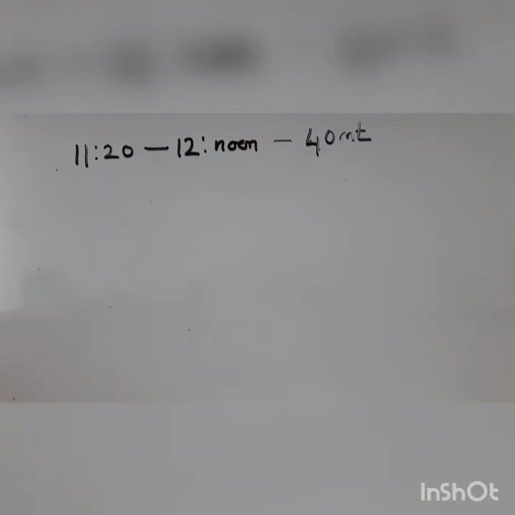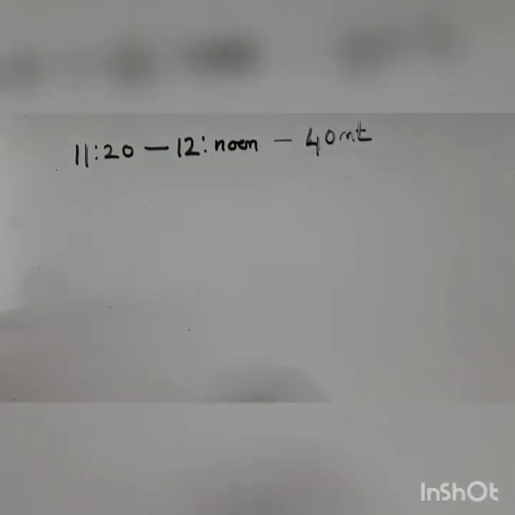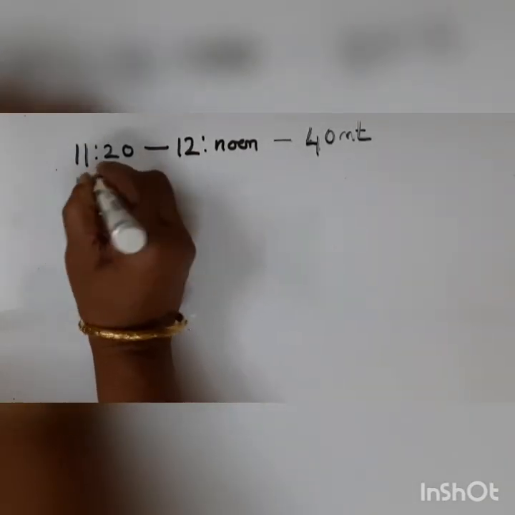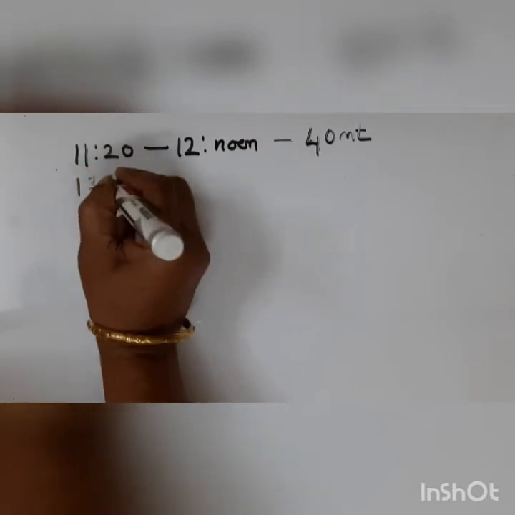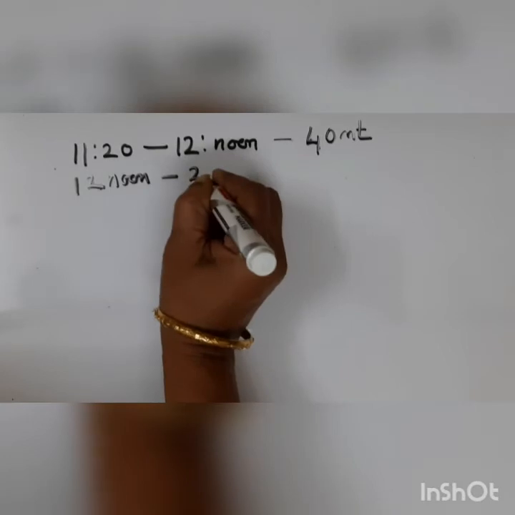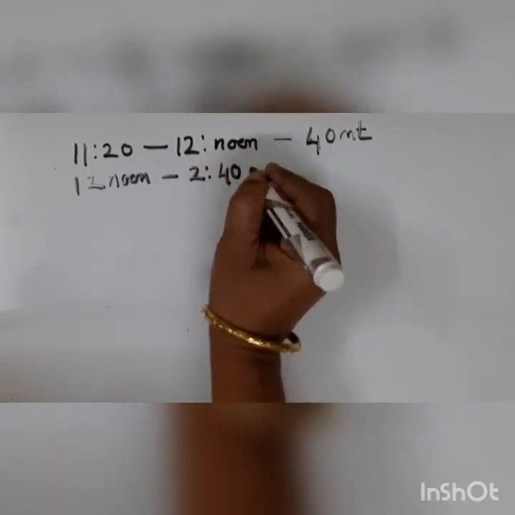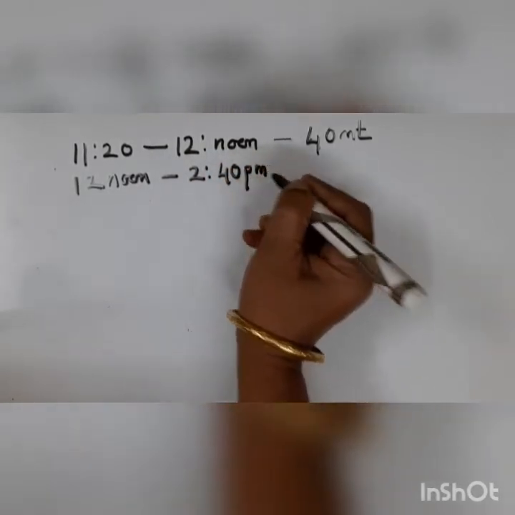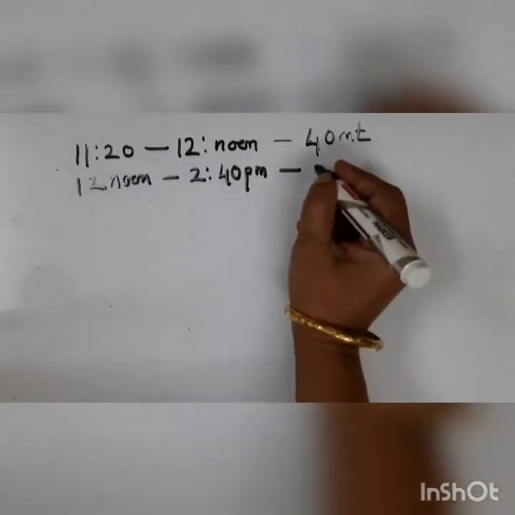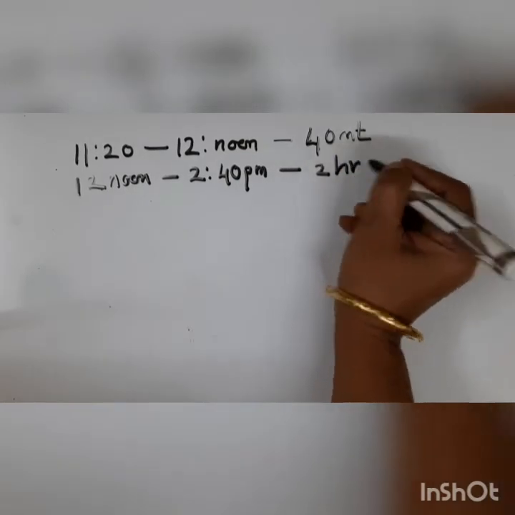Now, what is it saying? It arrived at its destination at 2:40. Children, see here, 2:40. So now you take it from 12 noon to 2:40 p.m. Count children, how many hours will that be? 12 to 1, 1 to 2, and then 2 to 2:40. So that is 2 hours 40 minutes.